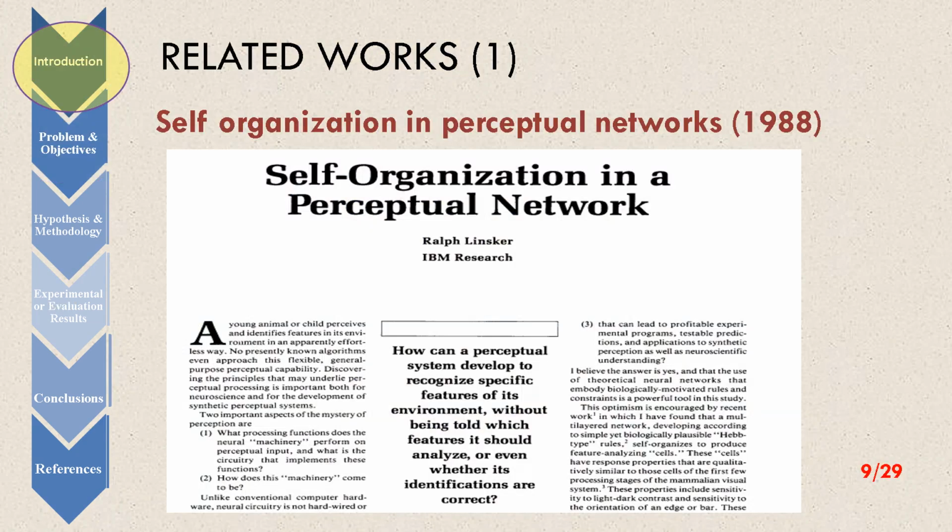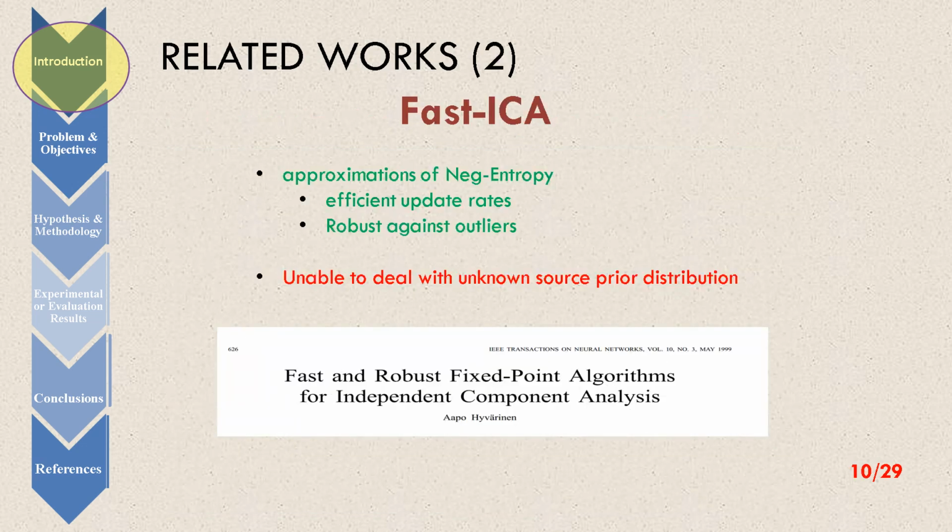There are some related works. Self-organization in perceptual networks has been proposed by Ralph Linsker, which discusses how to design a projector, how to design a neural network by mimicking the brain. He realized that we have to design the network such that the output dimensions of the network are as independent as possible from each other, so that we get maximal entropy. We extract the maximal entropy of the information out of each dimension, and therefore it results in a sparsified, lower number of dimensions, as low as possible.